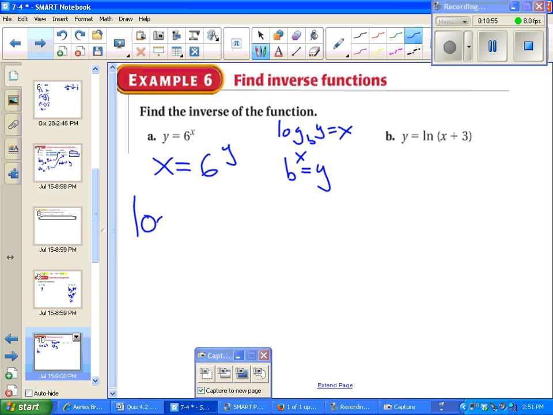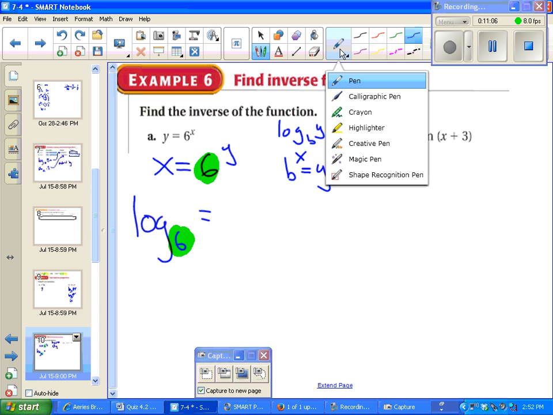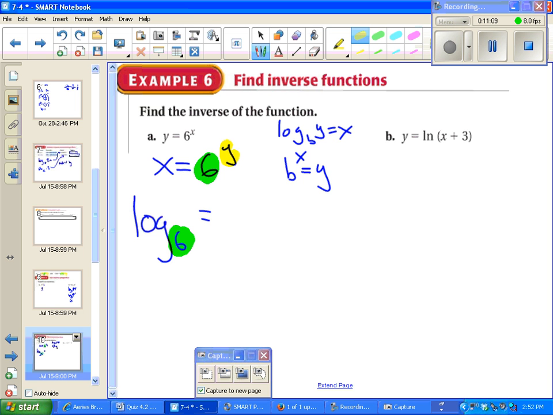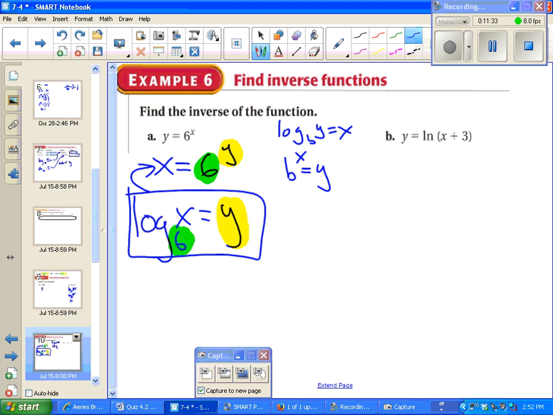So if I'm going to write this as a log, I keep my base the same. In this case, it's 6. My exponent moves to the outside, other side of the equal sign. Which leaves my x to go right there. That's the process. I think it's harder to go this direction than the other direction. I think it's a lot easier if you start with this and go back to there. But you have to be able to go both directions.